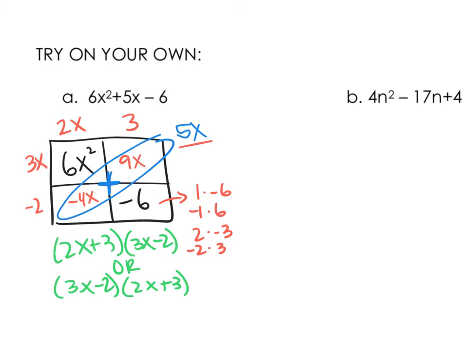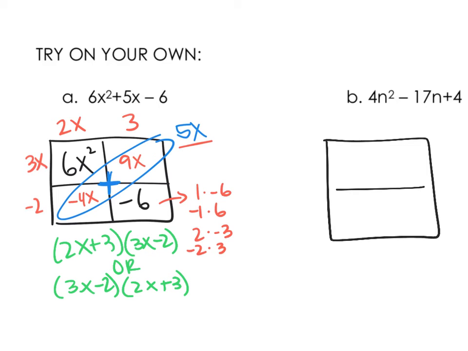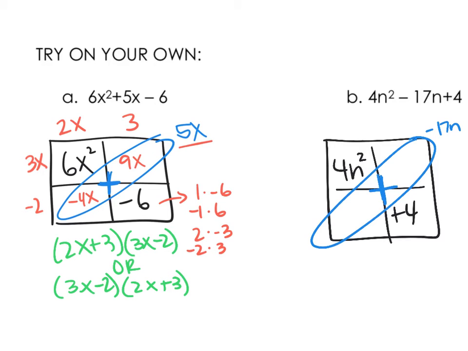Alrighty, let's look at our next example. So we need to look for a GCF first, which looks like we don't have one. So we have to go straight to our box. So we have to multiply to be a 4n squared and a +4, and those diagonals have to add to be -17n. So let's figure out our multiples of 4.